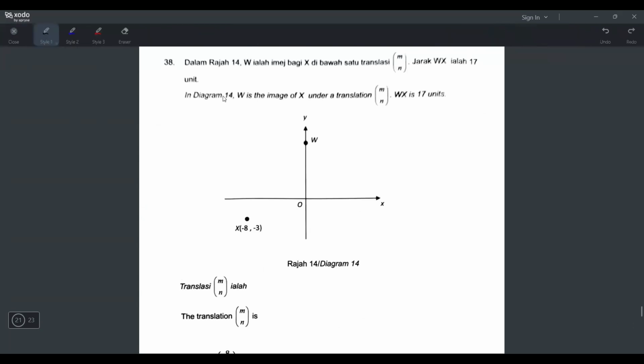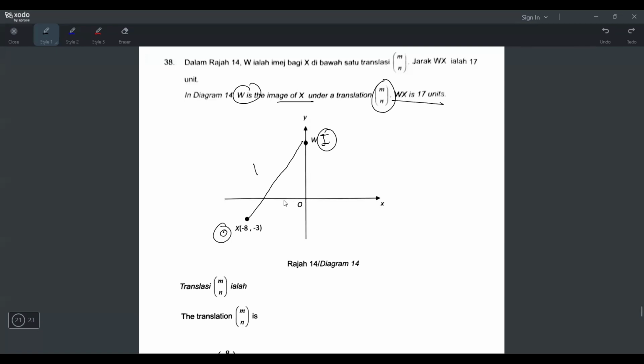Okay, let's continue with 38. In diagram 14, W is image of X. So sini saya tulis I, image, X is the object. Okay. Under a translation, MN, WX is 17. So if I join a line, panjang dia 17. And then dia suruh cari translation MN, right? So from here to here berapa, from here to here berapa lah, kita kena tahu.